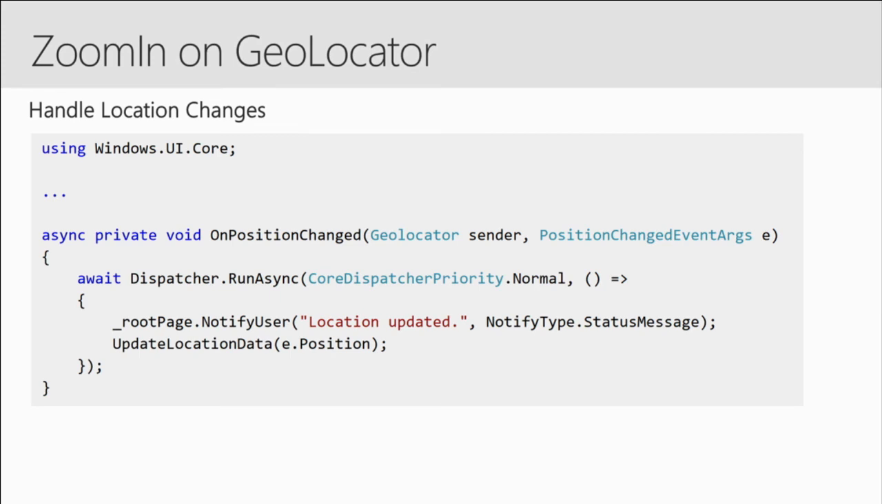So here we're notifying the user. Maybe I'll just update some text elements. Maybe I have a map. I'll update where the pin is on the map. You notice from earlier today, we were talking about the dispatcher. I'm changing UI elements, so I've got to marshal that back to the UI thread, because the GPS, the geolocation, is running in the background asynchronously. That way the geolocation doesn't actually lock up my application and freeze things up. It's all running on background threads.